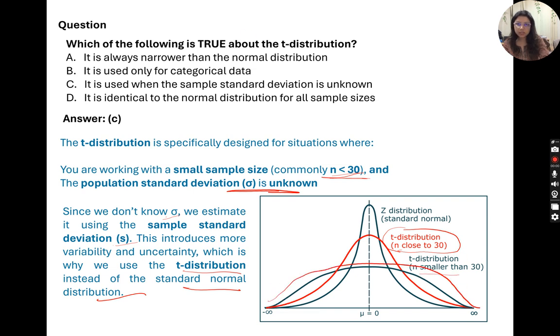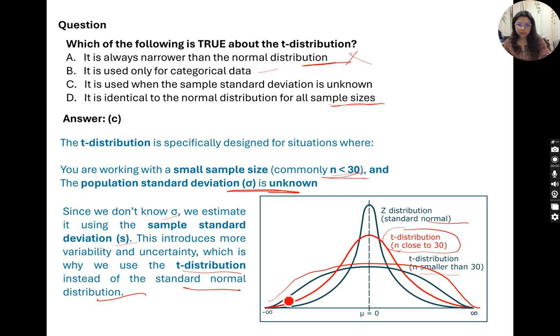So if we look at the first option, which says it is always narrower than the normal distribution, it is wrong. It is always wider if you look at the curves. And the standard normal distribution is a much narrower curve. If you look at the other options, it is used for categorical data, and it is identical to the normal distribution for all sample sizes. No, it is not identical to the normal distribution for all sample sizes, and it is not used for categorical data either.